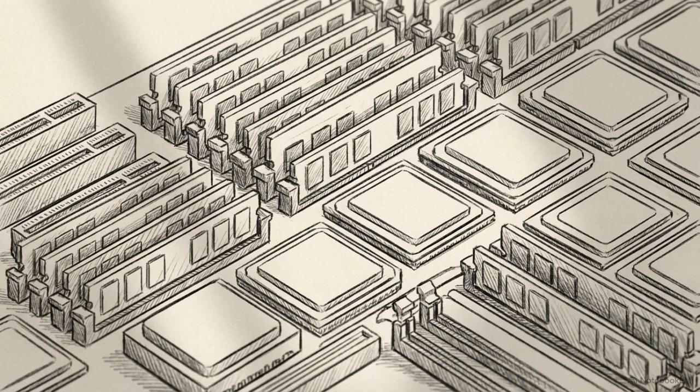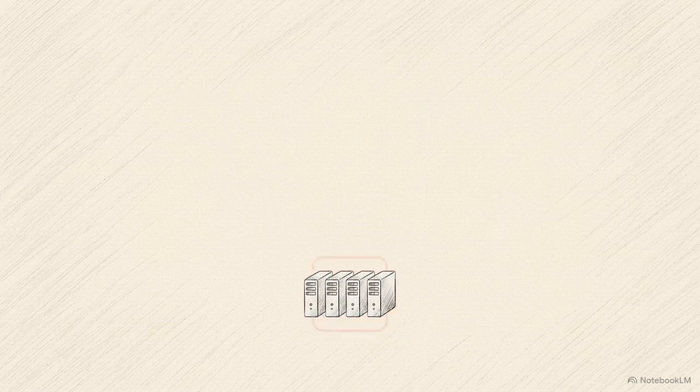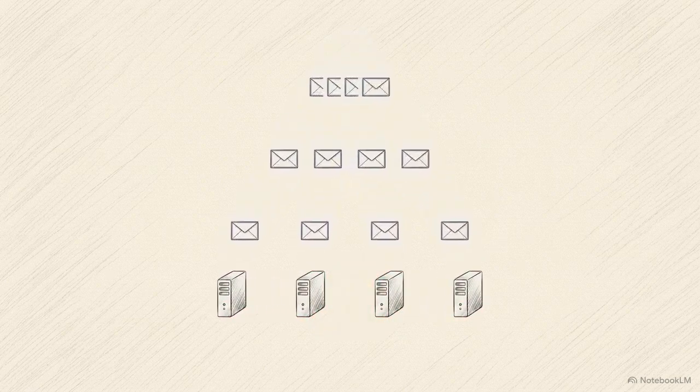There is a hard physical ceiling to vertical scaling. Eventually, a single motherboard simply cannot process the required throughput, no matter how expensive the components are. The enterprise alternative is horizontal scaling. Instead of upgrading one machine, we add multiple servers to the network to distribute the incoming load.